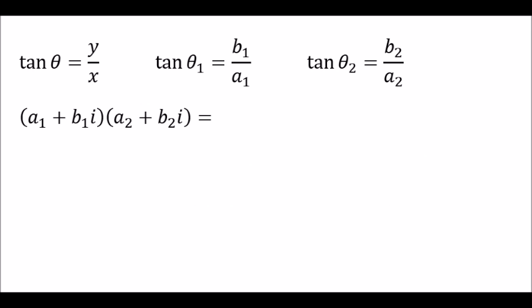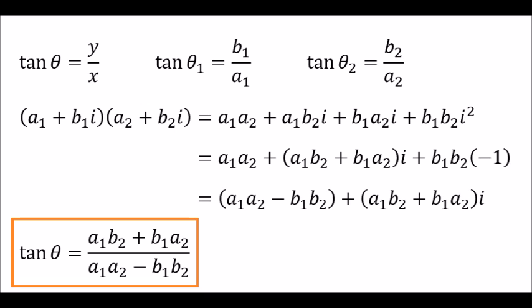So what if I want to multiply two complex numbers together? a1 plus b1i times a2 plus b2i. To do that, I'll need to FOIL out and collect like terms. That's what I've done here. Remember that i times i, or i squared, is equal to -1. Collecting like terms leaves me with another complex number that can be plotted as a vector in the complex plane. The tangent of that angle, theta, can be expressed as a ratio of the imaginary component over the real component. That is seen boxed in orange.